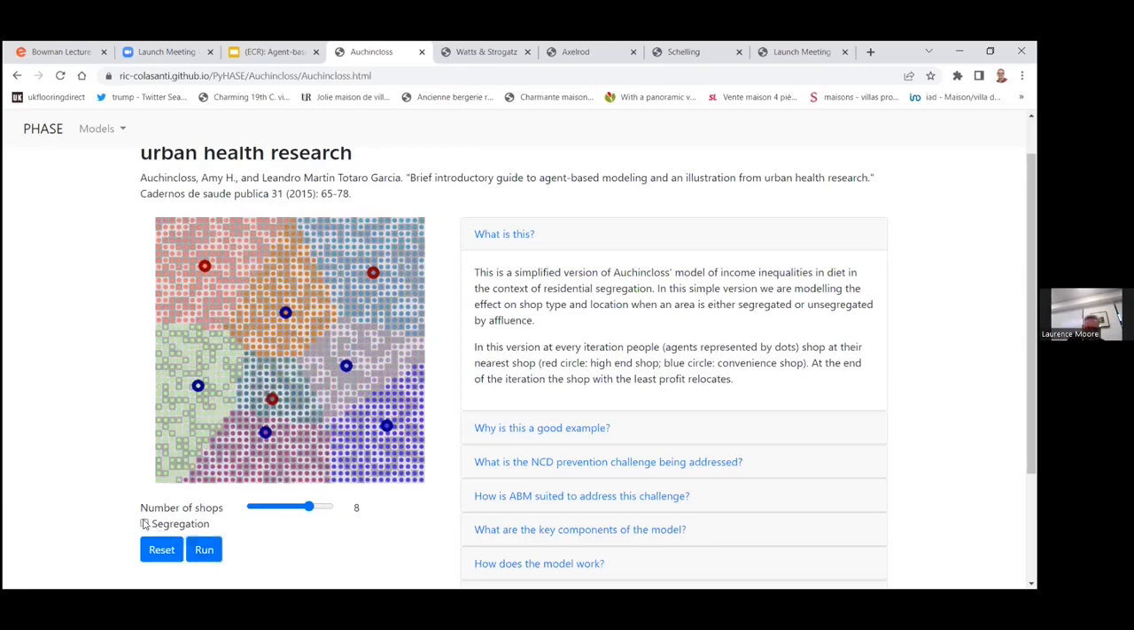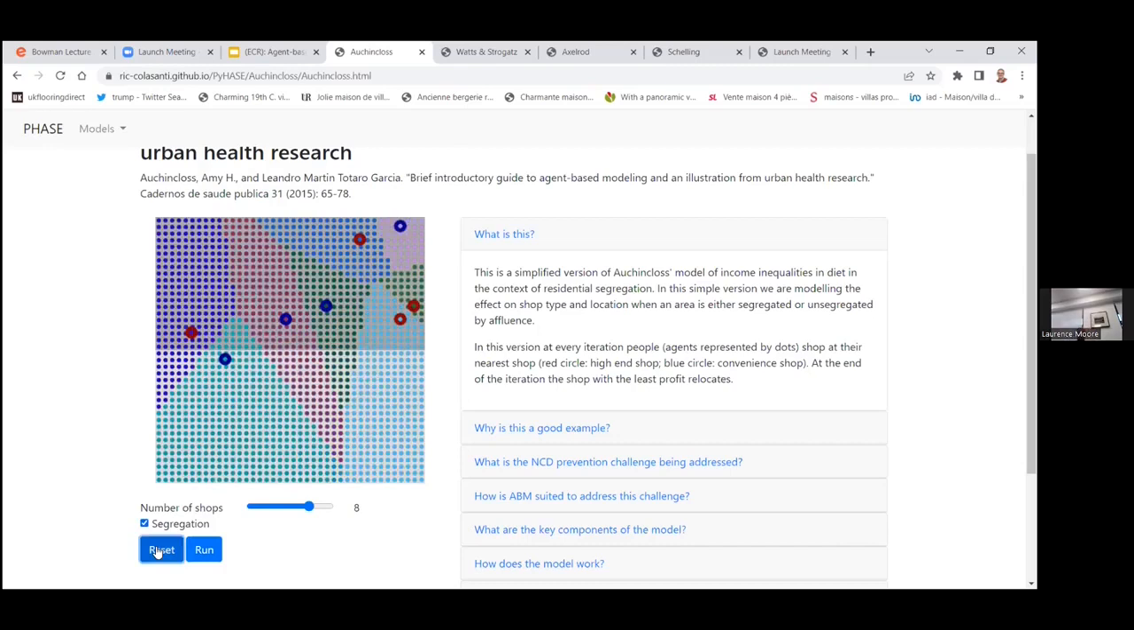What's nice is we now have to look at segregation. So in the segregation model we're doing, we're saying, right, okay, we're going to split the environment into two. The top end is going to be for the higher-end agents. The bottom is going to be for the lower-end agents. Again, we start off with randomly dispersed shops of equal type, so we've got 4 high-end shops and 4 convenience stores. Now let's run the model.